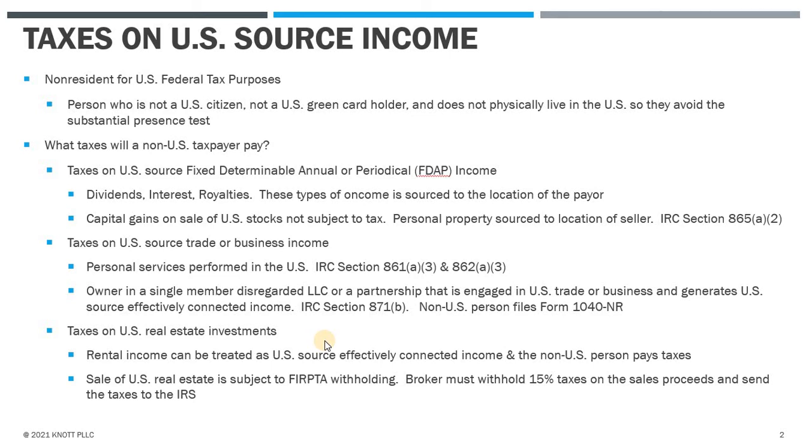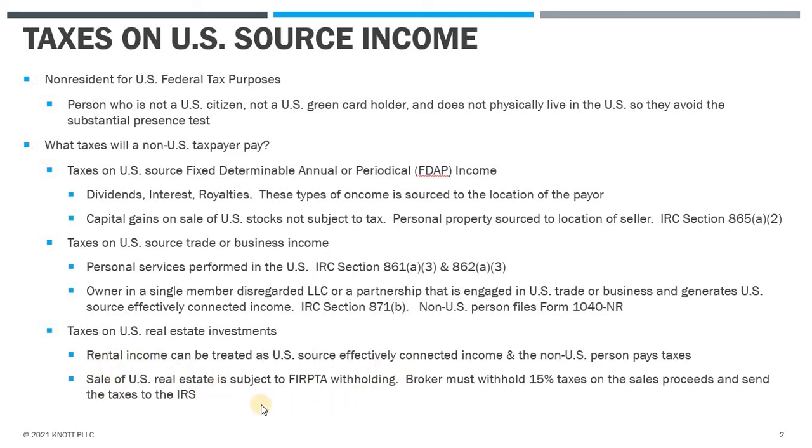If you sell it, that's U.S. source income, right? So the rental income is U.S. source ECI, and the non-U.S. person pays the taxes. So in this first bullet point here, you would basically be in the same position here. The non-U.S. person would file a 1040-NR, report the net rental income and pay tax. And then for the sale of the real estate, this is whether it's just a personal use home or an investment property, you have to be worried about FIRPTA withholding.